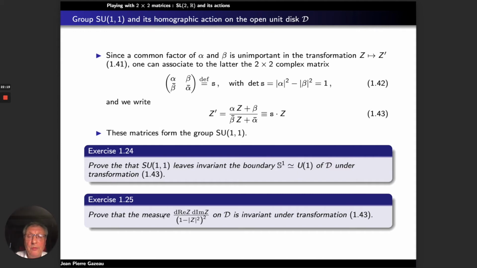And prove, for the next exercise, that the measure d real part of capital Z, d imaginary part of capital Z, divided by 1 minus modulus Z squared, and you take the square of this quantity, this measure on the unit disk, is invariant under this transformation.